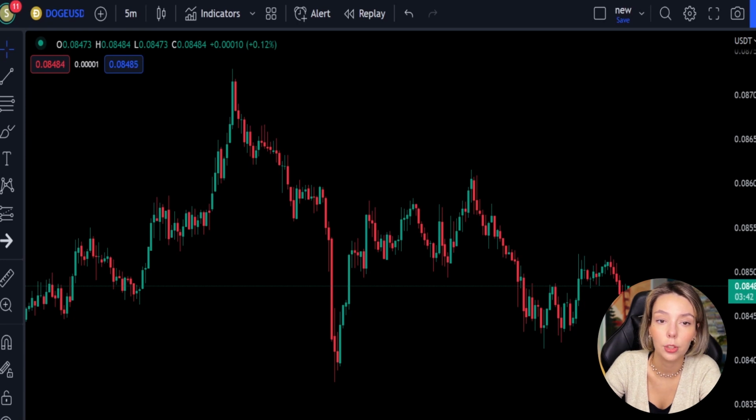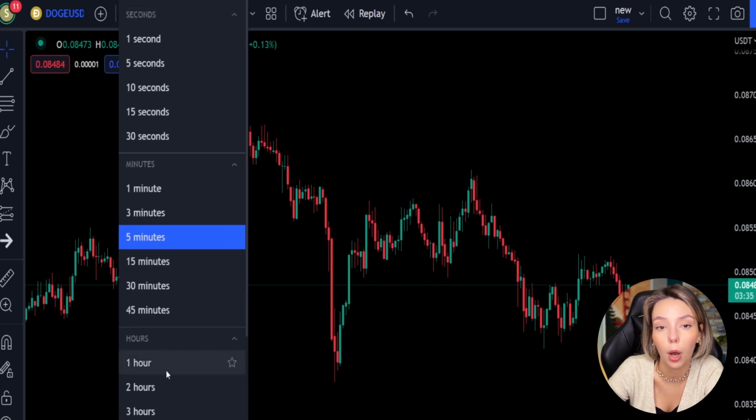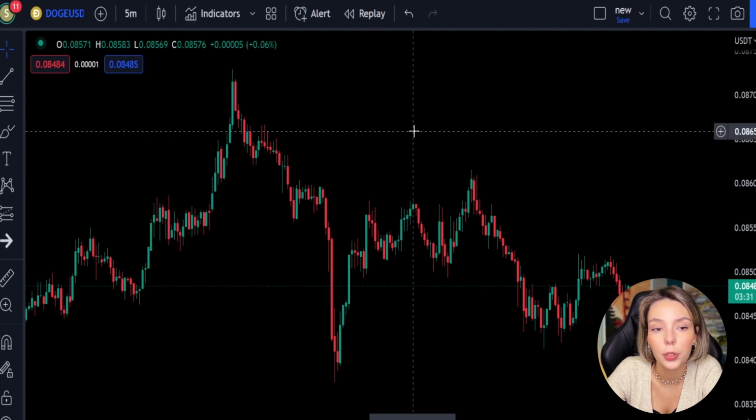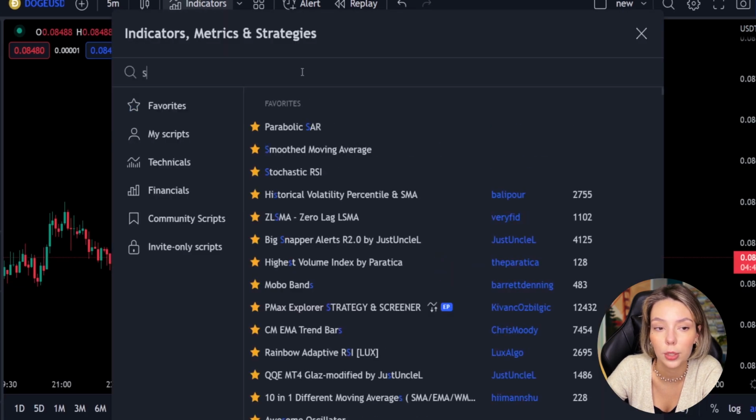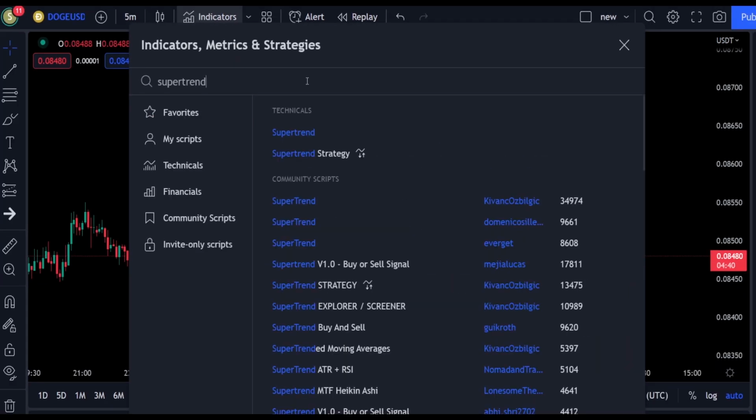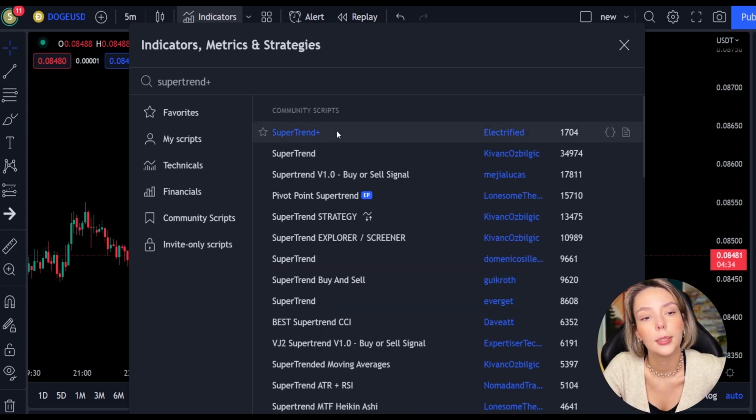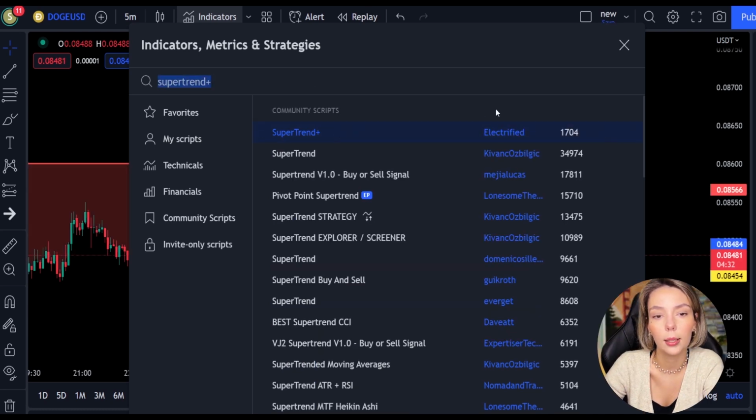So let's get started. Alright, so we have our chart open. By the way, the strategy can be used in higher time frames as well. You can try it on 15 minutes or even a 4-hour chart. Alright, now let's go ahead and build our setup step by step. So first, let's click on the indicator section and search for Super Trend Plus. Select this indicator by Electrified.